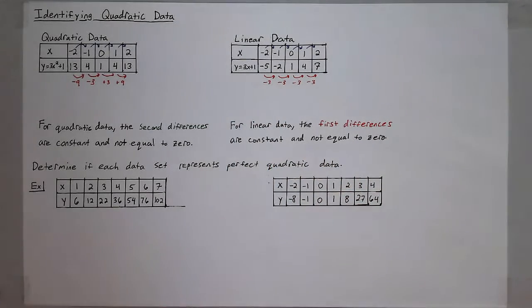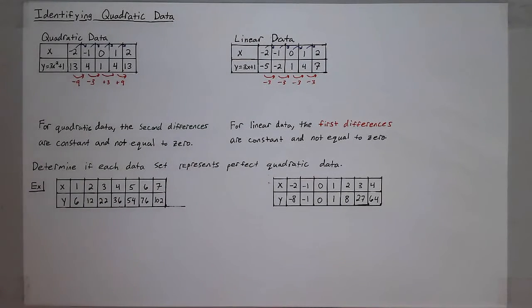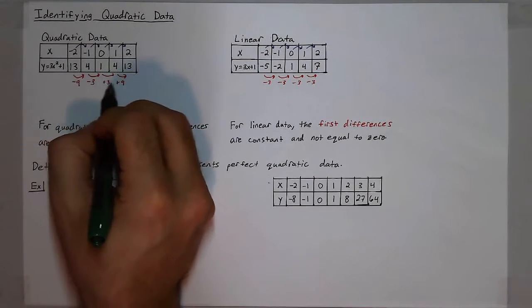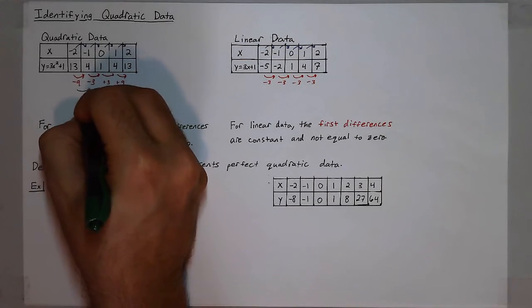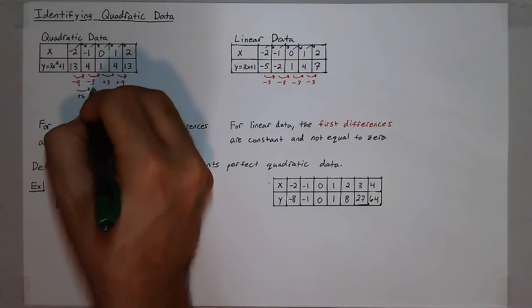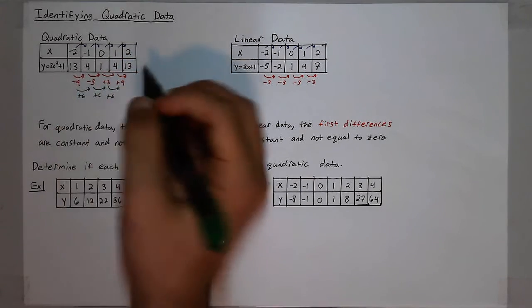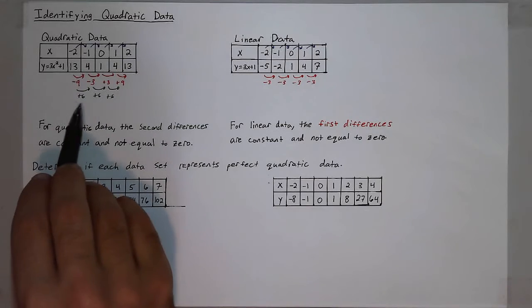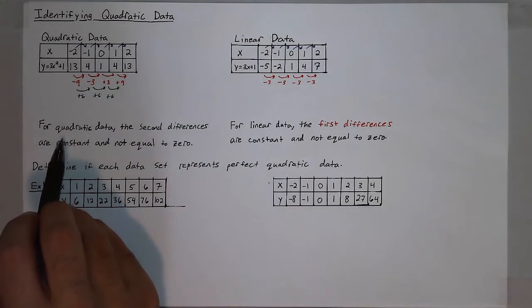Now, what are second differences, which I'm about to get into to describe quadratic data? If I take those first differences I just calculated and do it again, from negative 9 to negative 3 is up 6, negative 3 to 3 is up 6, and 3 to 9 is up 6. Those are constant second differences, and that is what's key for identifying quadratic data.